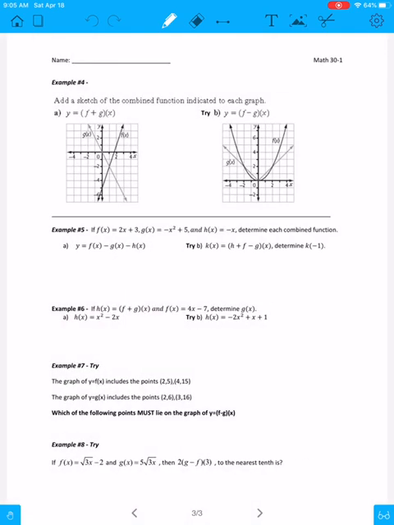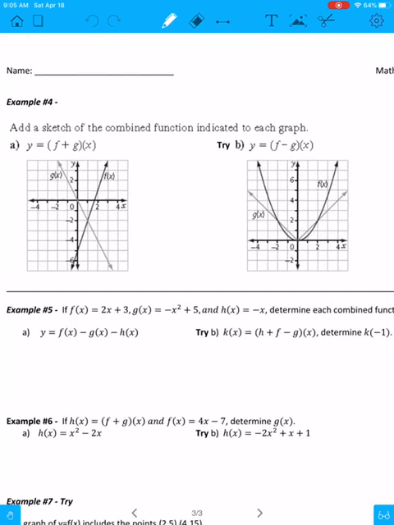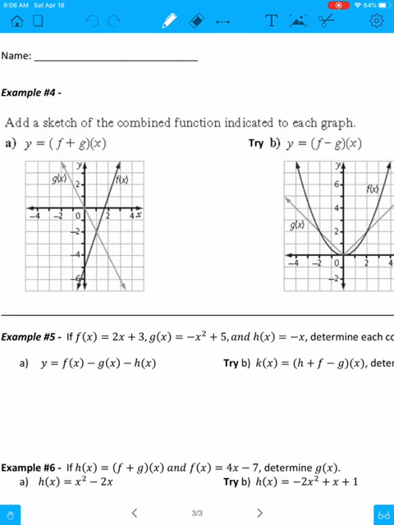Okay, then example 4. For example 4, I could ask you to actually come up with a new graph, but only giving you two graphs, no lines, no equations, I mean. So remember, I can only compare graphs where they both exist. So this is going to be, add a sketch of the combined function indicated to each graph. So y equals f plus g of x.